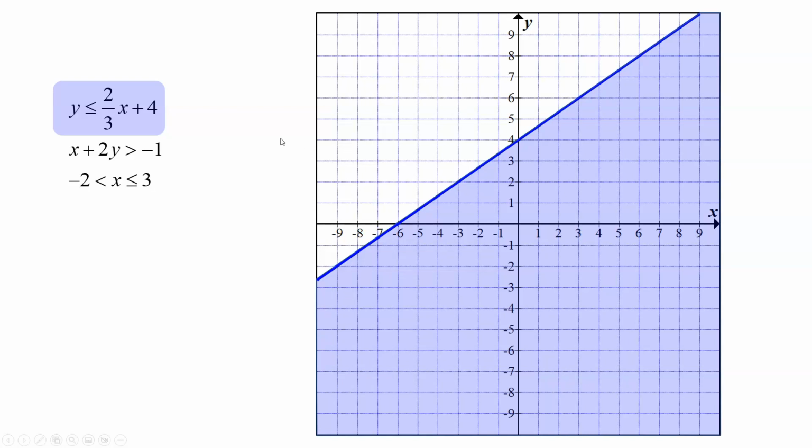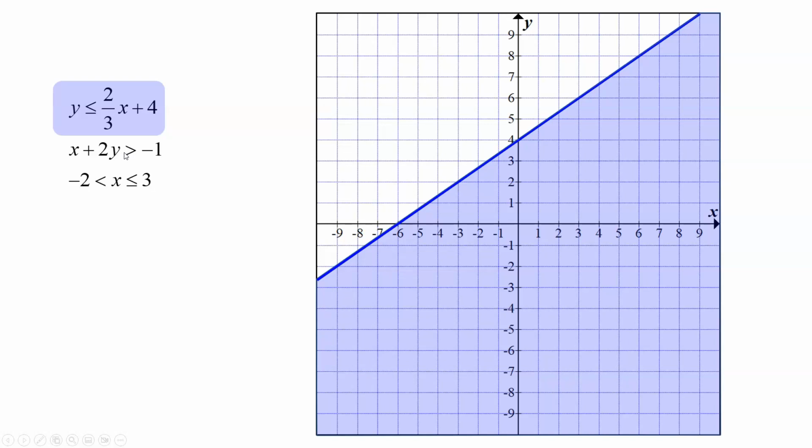Now, the decision about where to shade, above or below, is much easier when you have it in slope-intercept form, because a less than means below and a greater than means above. If you have it in a form that looks like this, don't automatically think it's going to be shaded above just because you see a greater than sign here.